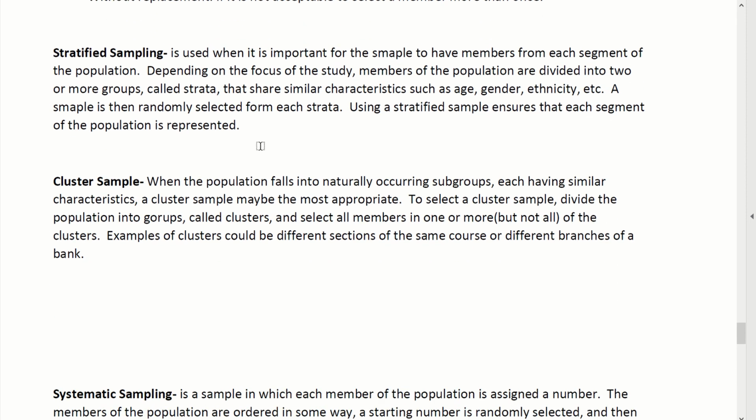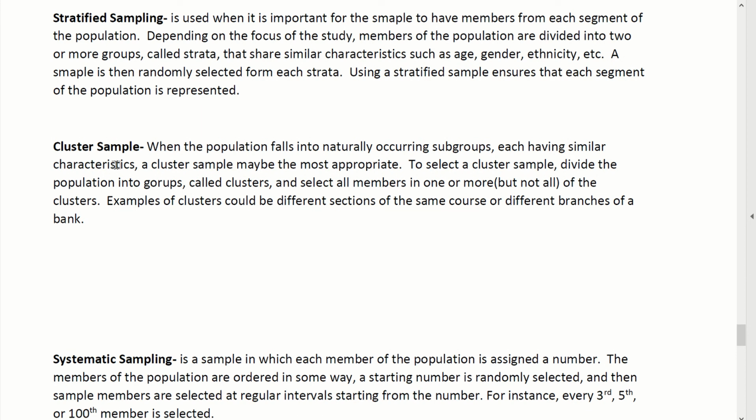Some other types of methods include stratified sampling. Stratified sampling is used when it is important for the sample to have members from each segment of the population. This gives each different unique group an opportunity to participate. Depending upon the focus of the study, members of the population are divided into 2 or more groups called strata that share similar characteristics. It could be anything ranging from age, gender, ethnicity, political affiliation, etc. And then a sample is randomly selected from each stratum. Using a stratified sample ensures that each segment of the population is represented.